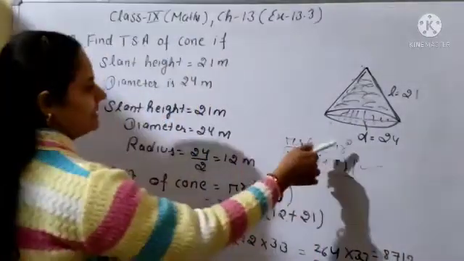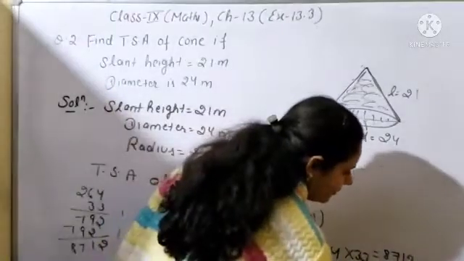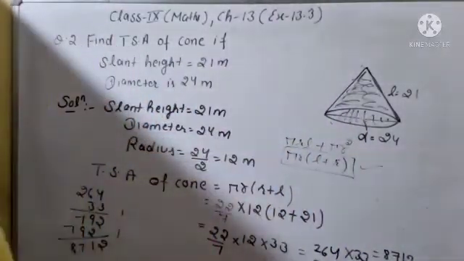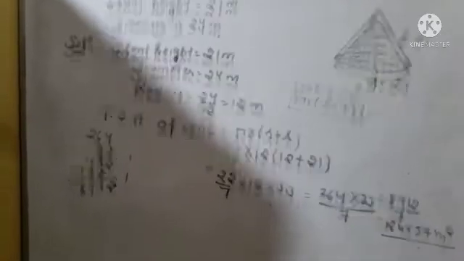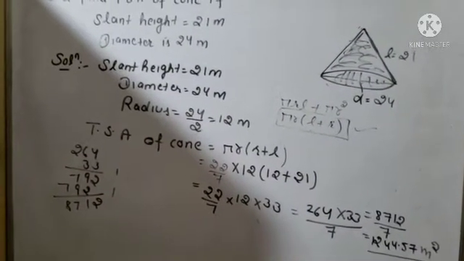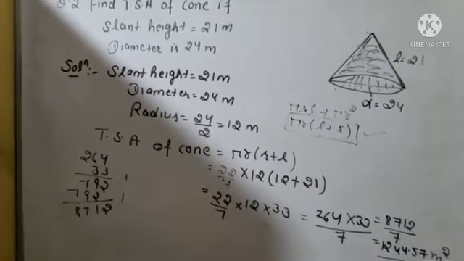And all the lengths and diameters are given in meters, so it will be meter square. So this one will be your answer, 1244.57 meter square. Is it clear? 1244.57 meter square. This one will be the area. So what is given in this question?